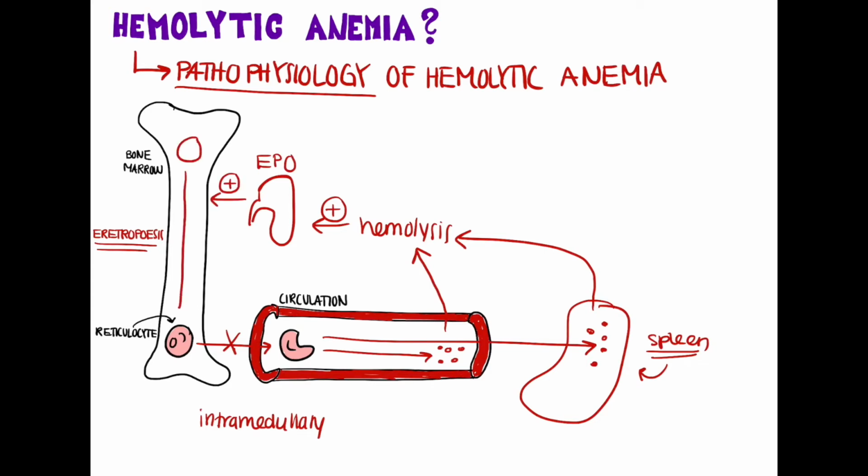So what happens? In conditions where the rate of RBC breakdown is increased, the body initially compensates by producing more red blood cells. However, breakdown of red blood cells can exceed the rate that the body can make red blood cells, and so anemia can develop.